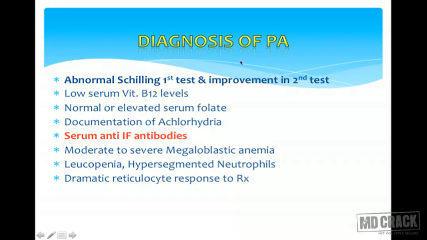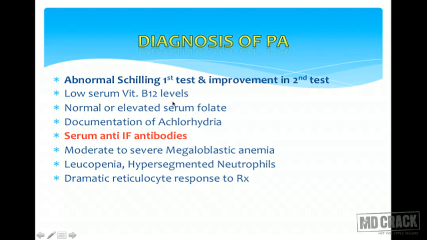So how to diagnose pernicious anemia based on the Schilling test? Abnormal Schilling test, but with improvement in the second test. That is, if you give intrinsic factor, then there will be improvement. That indicates that the patient has intrinsic factor deficiency and has pernicious anemia. Also low levels of serum vitamin B12.